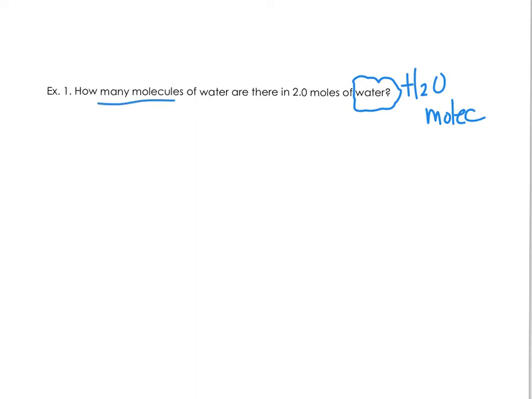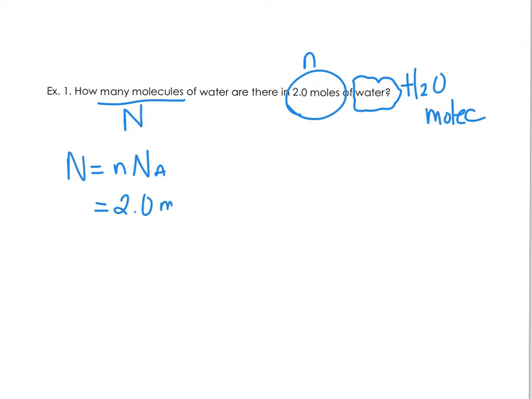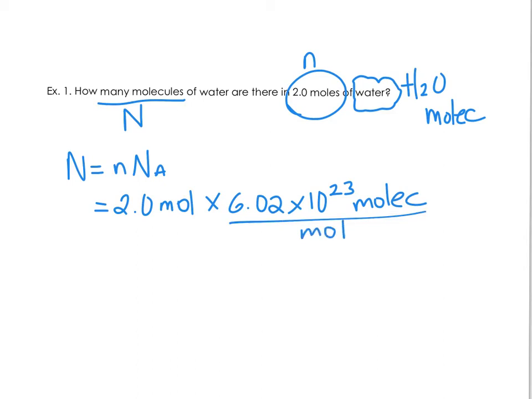So how many molecules? So we're looking for big N. We have 2.0 moles, so that's small n, and we always know Avogadro's number because it's constant. So big N is moles times Avogadro's number, 2.0 mol times 6.02 times 10 to the 23rd molecules per mole.